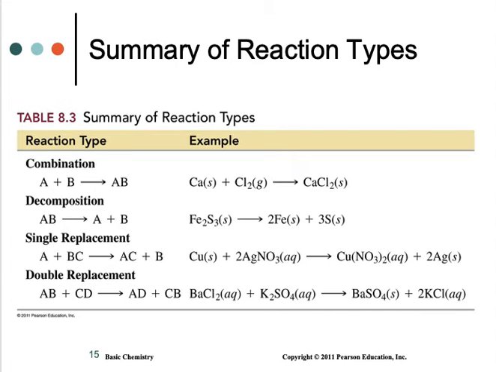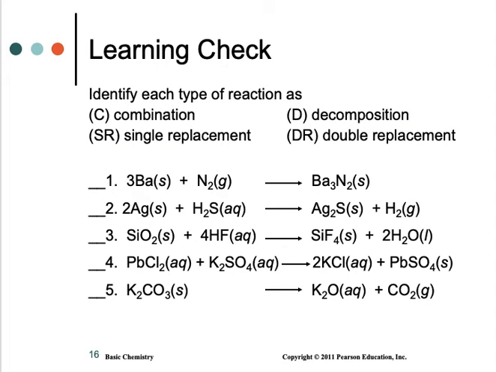Combination. They just use A's and B's. I like it. It makes sense to me. A plus B, meaning the positive is A, the negative is B. AB is the ionic equation. AB breaking apart into A's and B's. A and BC. The A comes in, kicks out the B, and takes the C, right? And then double is when A, B, C, D, and then A and C switch, right? That is the review.